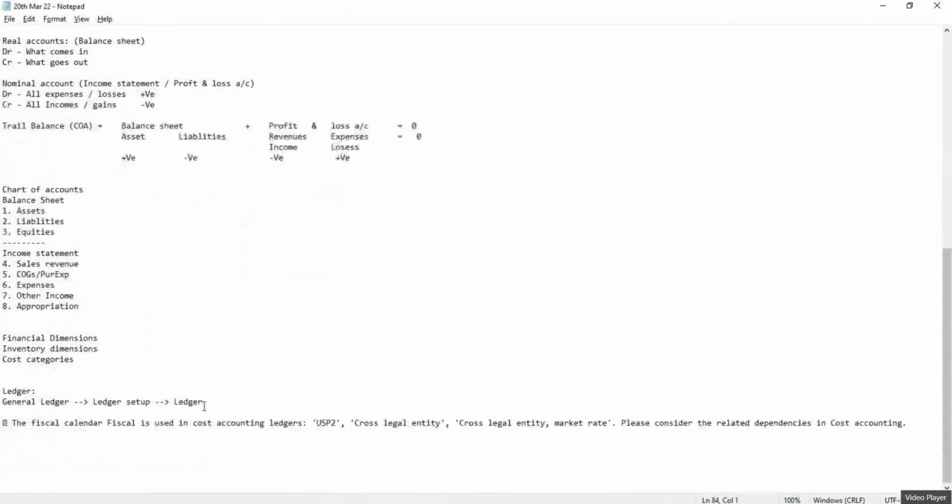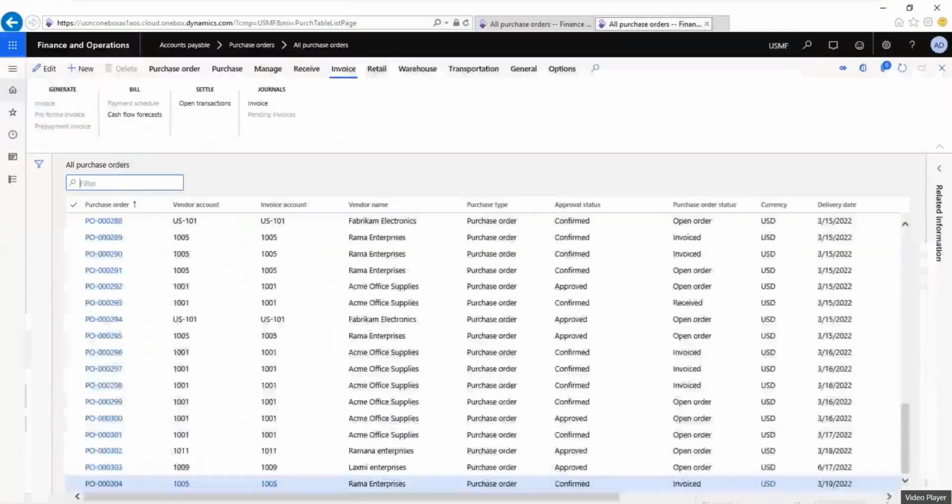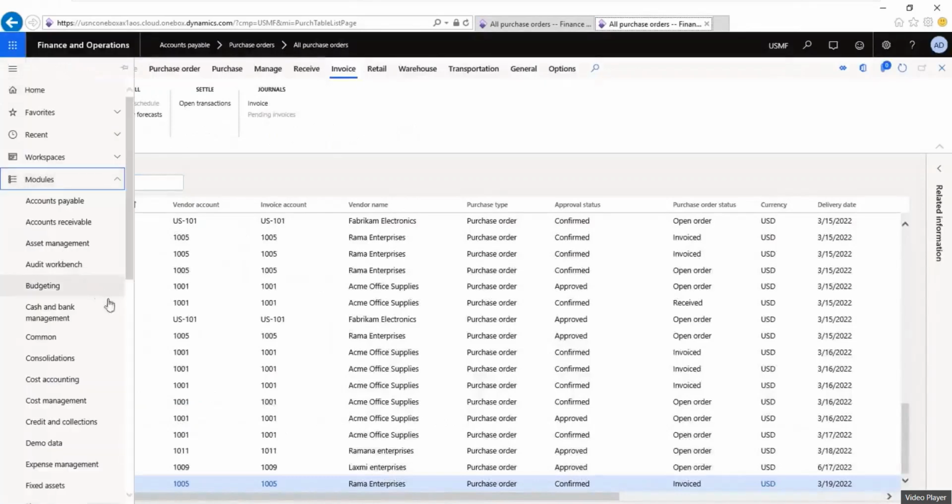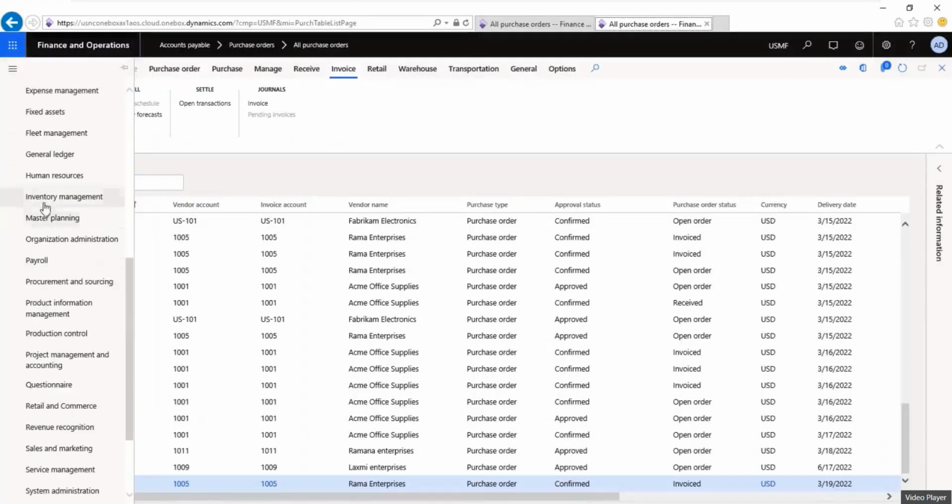Yes. I told you about one of the important forms, the ledger. This is one of the important ones. So then let us go to that one. General ledger.